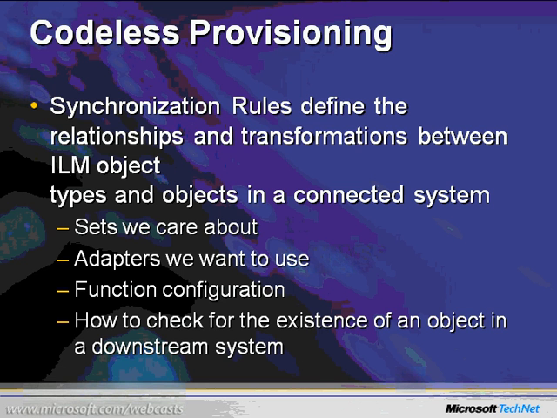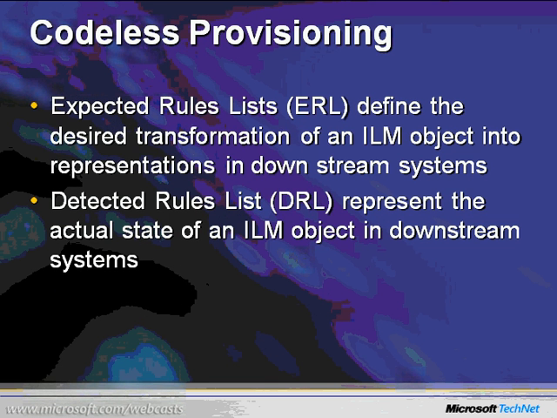So at the heart of codeless provisioning is the concept of synchronization rules. Now, synchronization rules are objects or rules in ILM that define the relationships and transformations between objects in ILM and objects in other systems that you connect with. So these synchronization rules replace what used to be your configuration in your management agents and your scripted flows. So now you have a set of synchronization rules that you create through a web portal interface that define how objects in ILM or other systems exchange data about each other.